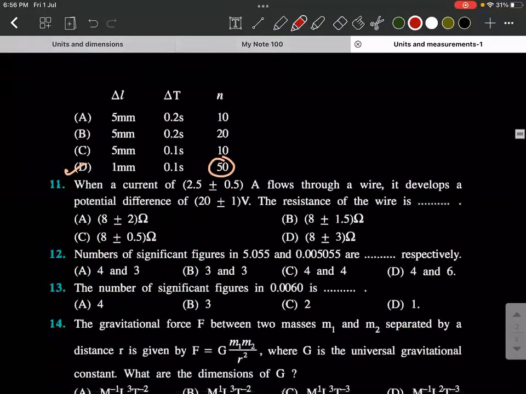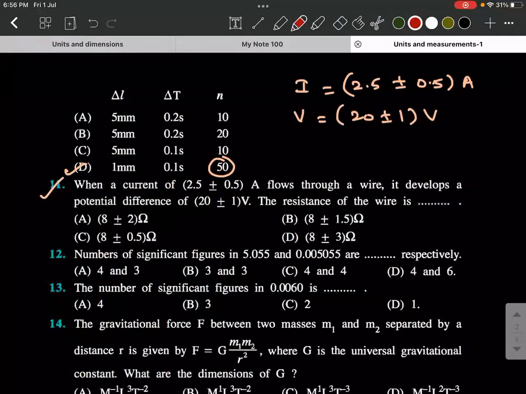So 11th one. When a current of 2.5 plus or minus 0.5 ampere flows through a wire, it develops a potential difference of 20 plus or minus 1 volt. The resistance in the wire is how much? R is equal to, what is the relation between resistance, potential difference and current? R is equal to V by I.